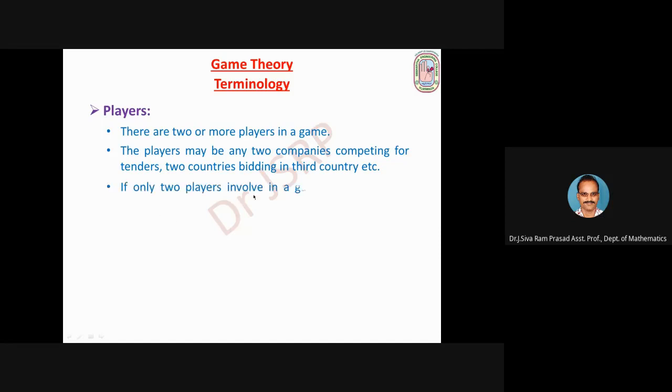If only two players are involved in a game, then the game is called a two-person game. Suppose there are three players involved, that game is called a three-person game. In our syllabus, we consider only games involving two players, that is, the two-person game. So that is the meaning of player.